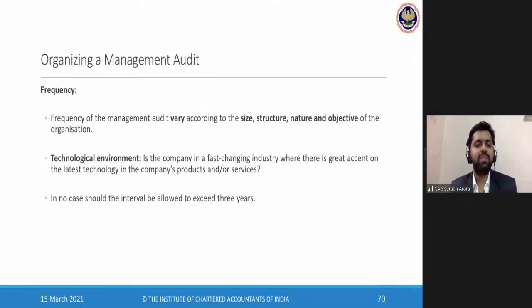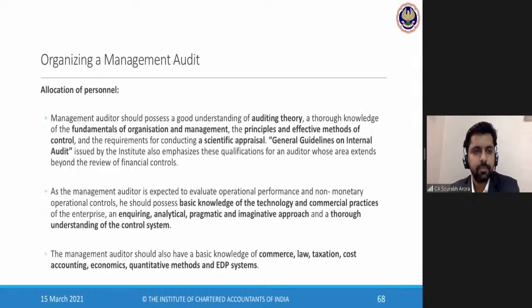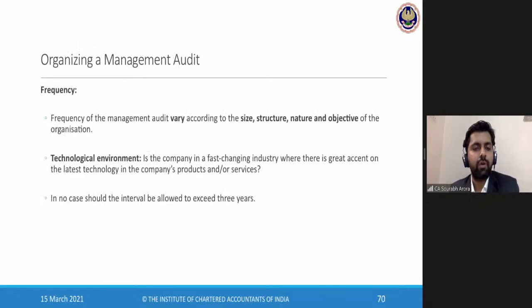And then the frequency of the management audit. There is no frequency defined in any statute for the management audit. Frequency may vary according to the size, structure, need, nature, and objective of the organization, according to the tech environment as well. If the company is in a fast changing industry, where there is great accent on the latest technology in the company's products or services, a rapid, frequent management audit is required, and in no case should the interval be allowed to exceed 3 years. So not more than 3 years should pass between two management audits. So this is the guideline of organizing a management audit.